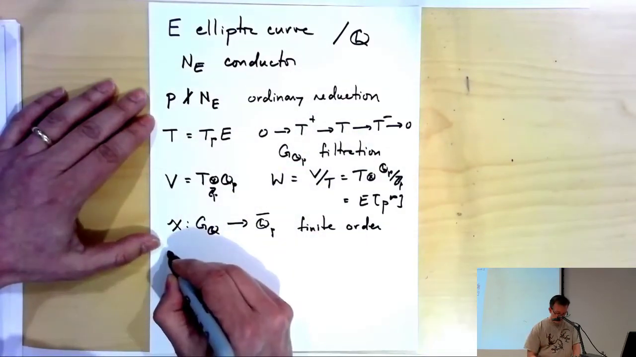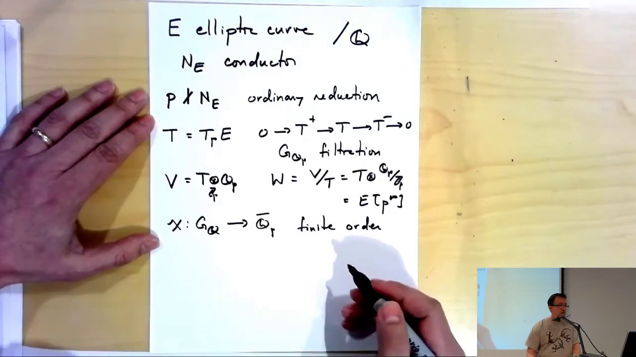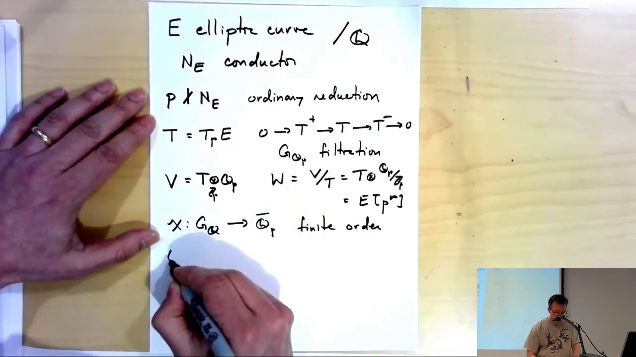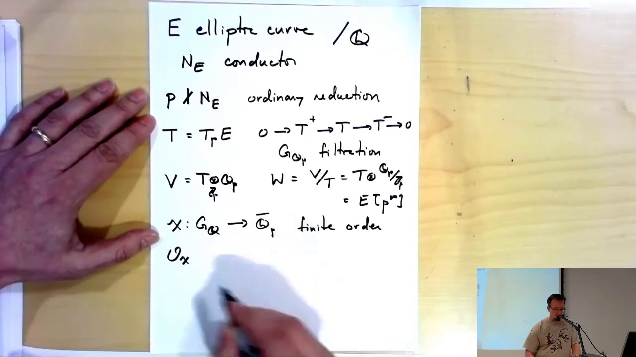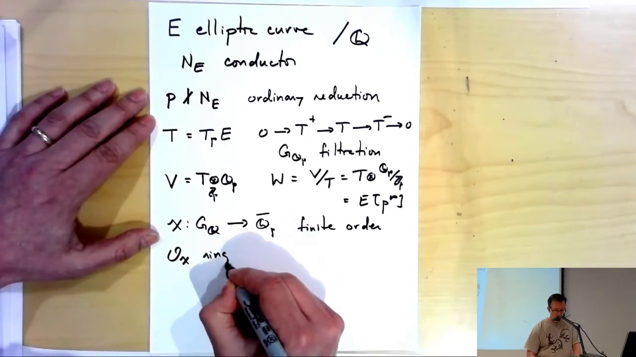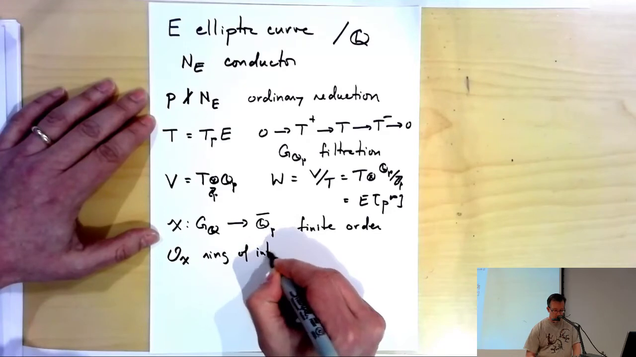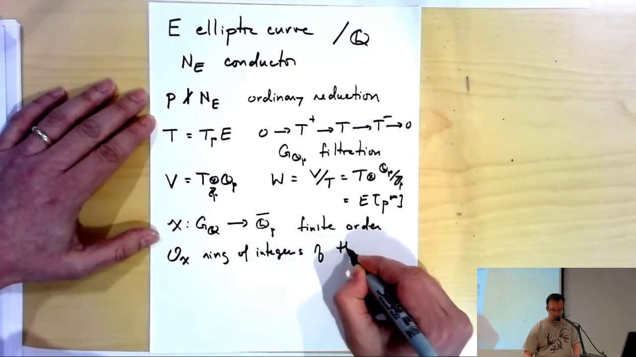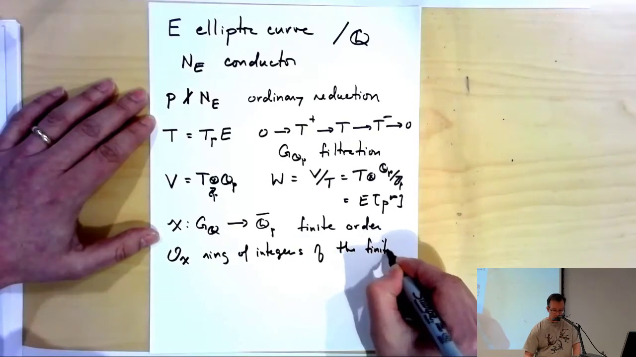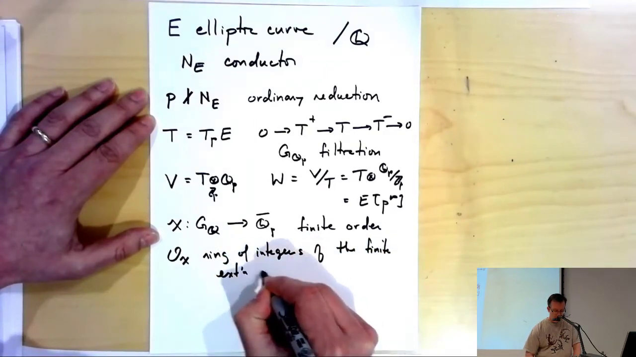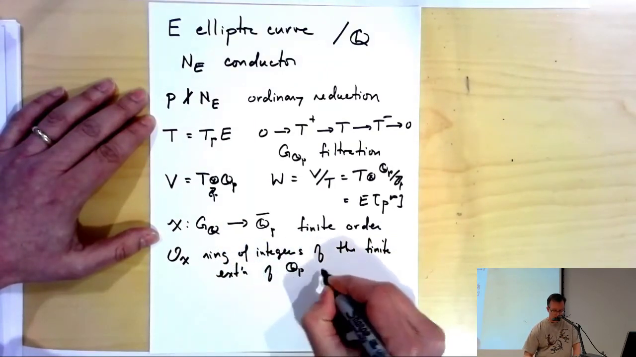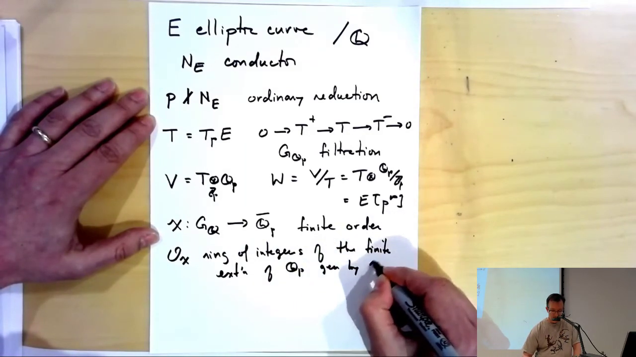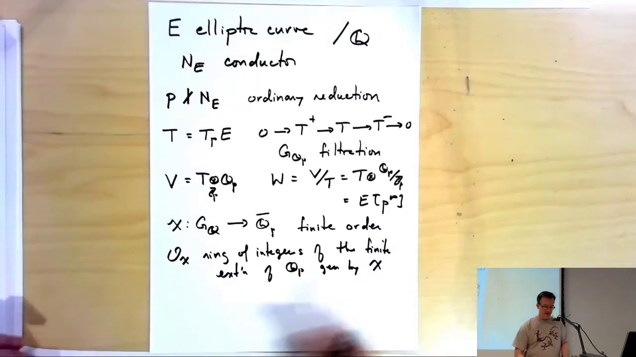So it'll generate a finite extension, possibly of QP, and that'll have a ring of integers, which I'm actually going to change a little bit. I'll write it O sub chi. This is going to be the ring of integers of the finite extension of QP generated by the values of chi. So I'll say generated by chi, if you like.